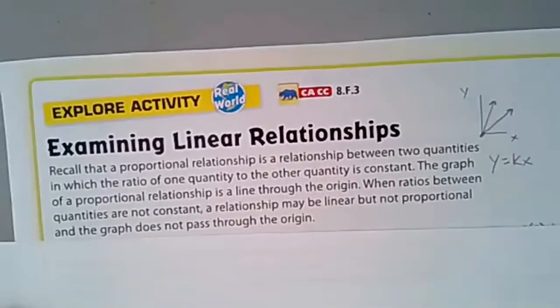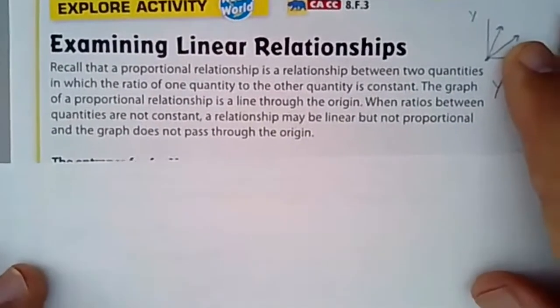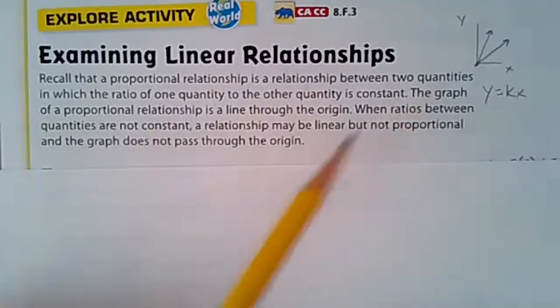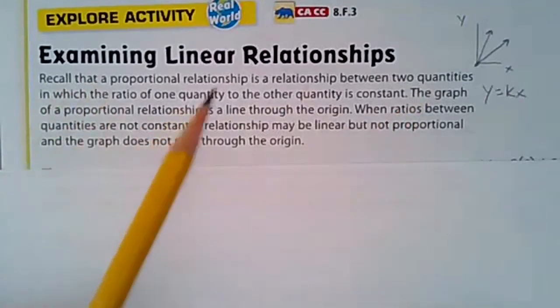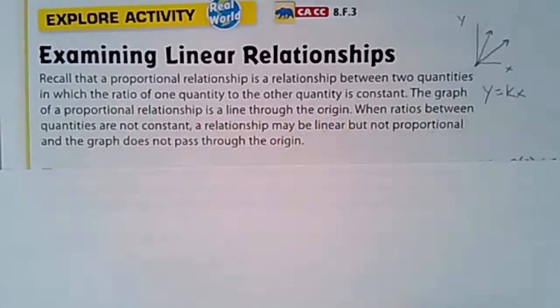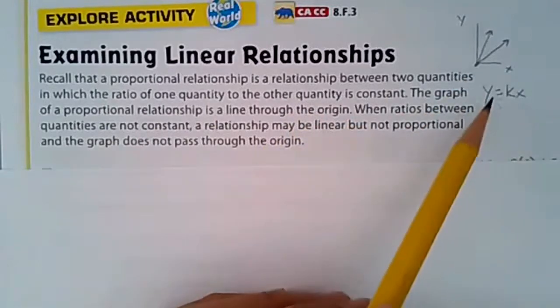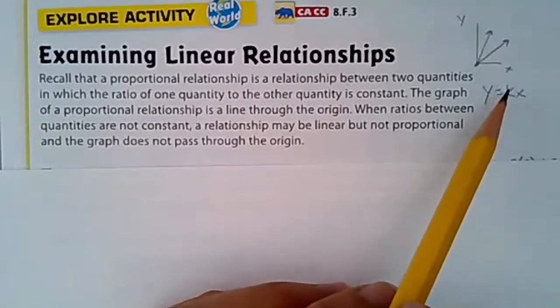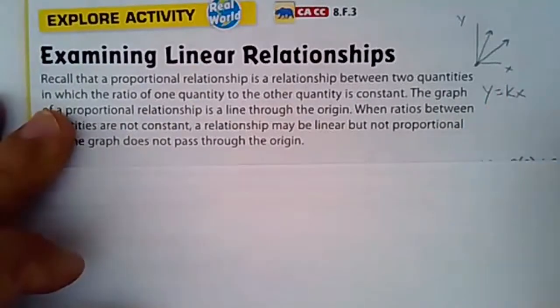Next, examining linear relationships. Let's remember what we know about proportional relationships. It's where we have two quantities for which the ratio of one quantity to the other is constant. And that graph is a straight line that goes through the origin. Remember y equals kx. That's our equation for a proportional relationship. K is the slope, the change in y over the change in x, just to remind you.